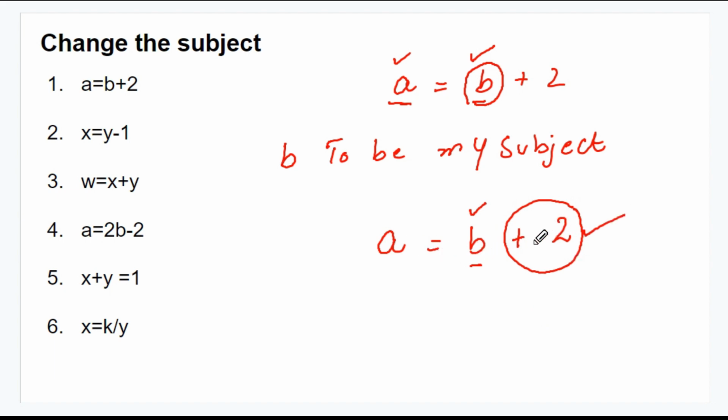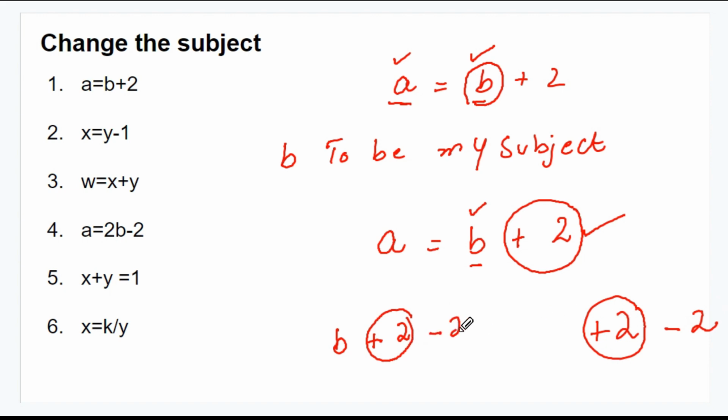It means that you need to eliminate, remove, finish this plus 2 from your B. How can you do this? B plus 2, if I want to remove this 2, what should I do? What do you think is the opposite of plus 2? What can cancel plus 2? Minus 2, right? The opposite of plus 2 is minus 2. So if I write plus 2 minus 2, it is going to give me 0.